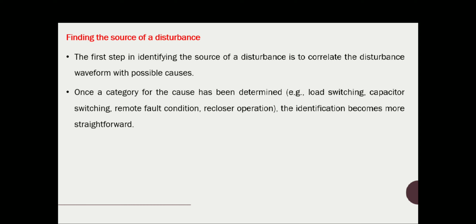Then, finding the source of a disturbance. The first step in identifying the source of a disturbance is to correlate the disturbance waveform with the possible causes. Once a category of causes has been determined, for example load switching, capacitor switching, fault, etc., the identification becomes more straightforward. So the source of a disturbance is very important. Then you can go for power quality monitoring.